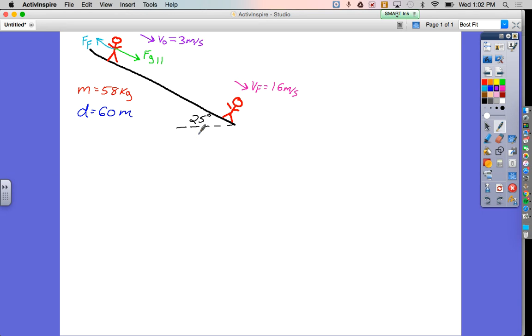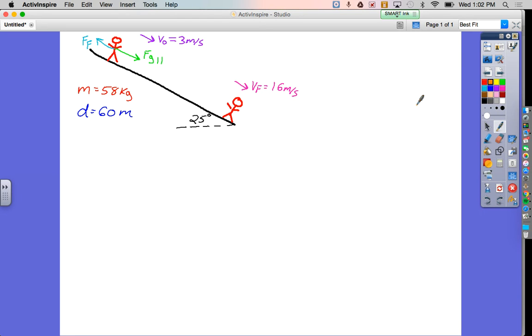The angle of the hill is 25 degrees. We know the mass of the skier is 58 kilograms, and we know that the length of the hill is 60 meters. From here, what we can do is solve for the force of friction acting on the skier using the work energy theorem, and here's how we do it.